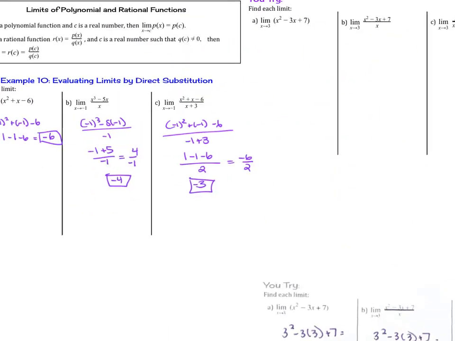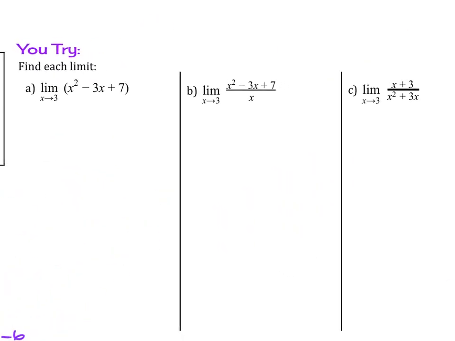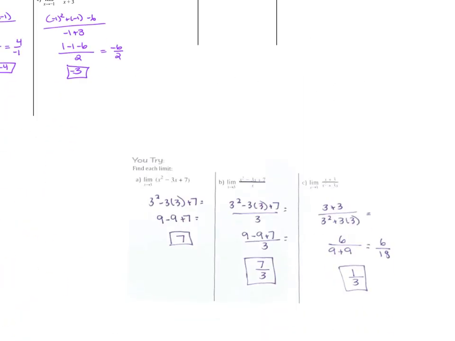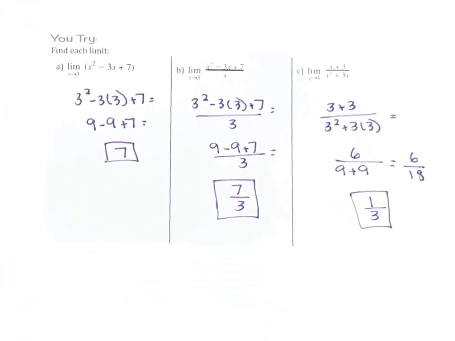So try out these examples here. Just plug it in and find out the limit for each. Plugging this in, you would get A, which is 7. Letter B is 7 over 3. And letter C is 1 over 3.